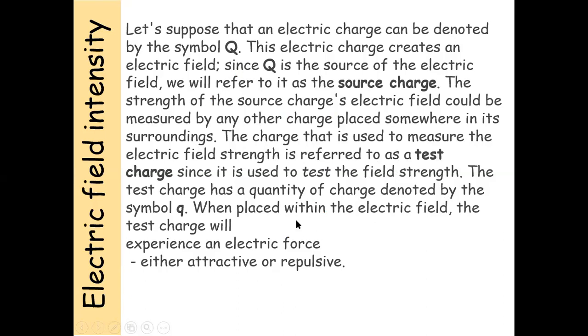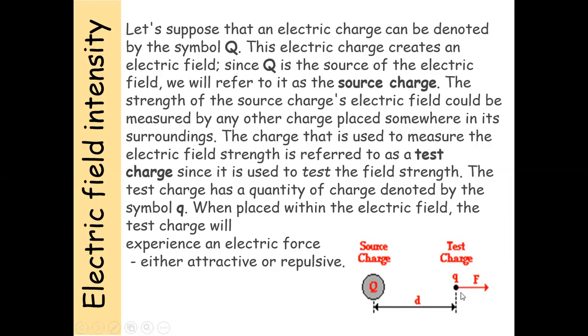So if we bring a test charge into the field of that source charge, it will experience an electric force. It may be either attractive or repulsive depending on the charge. Now you can see that this is your source charge, and the distance between them is represented by d.